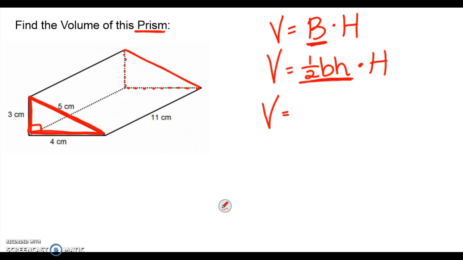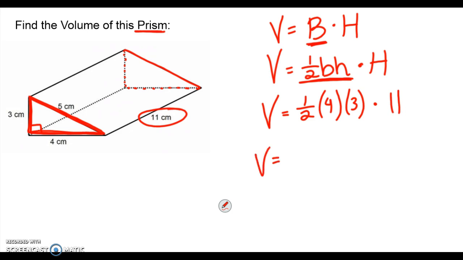So I plug in what I know. In the triangle, I know the base is 4 and the height is 3. And I know the height of the prism is 11. And then I'm going to plug all that into my calculator. So I end up with 1/2 times 4 times 3 times 11. So I get 66 centimeters cubed.